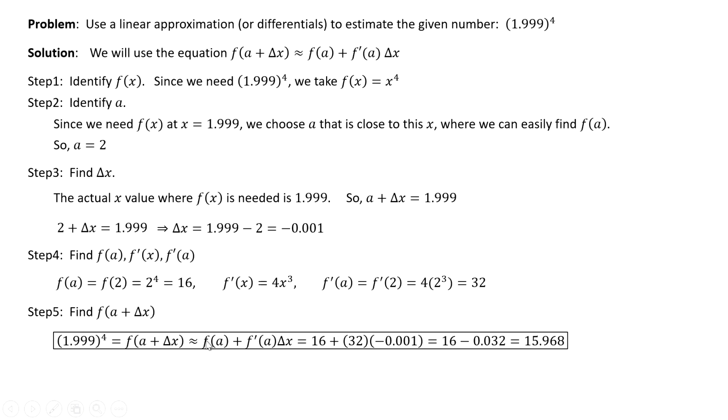And that we know is approximately equal to f of a plus f prime of a delta x. And so I'm just plugging and checking. F of a is 16, we found. F prime of a is 32. Delta x is negative 0.001. And that turns out to be 15.968. Cool.